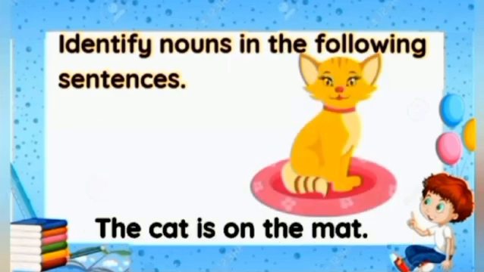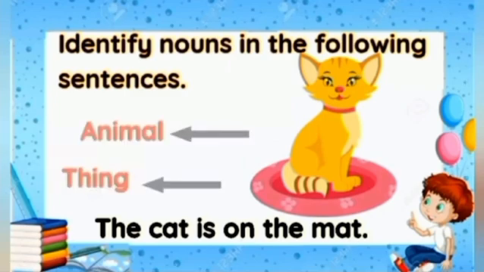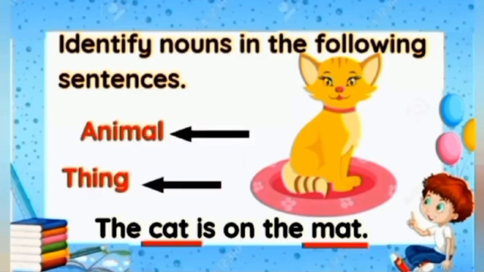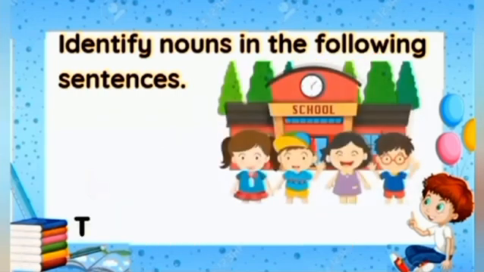In this sentence, the cat is on the mat. We have cat, cat is an animal, and mat, mat is a thing. Again, we have two nouns in this sentence.